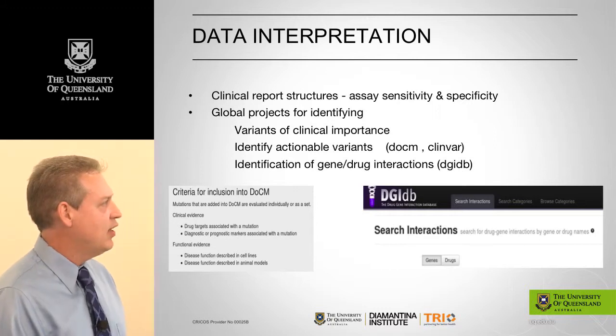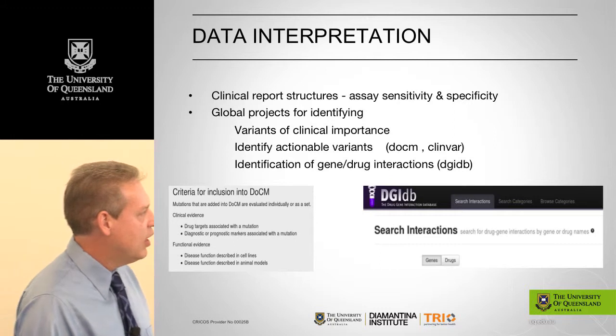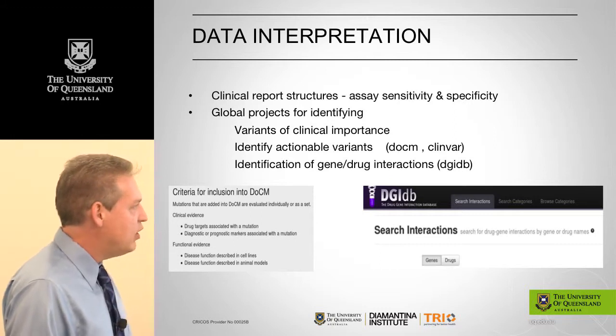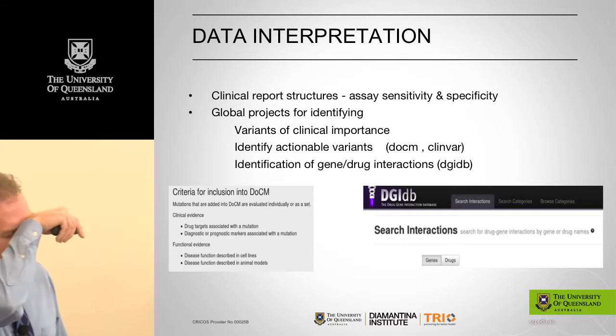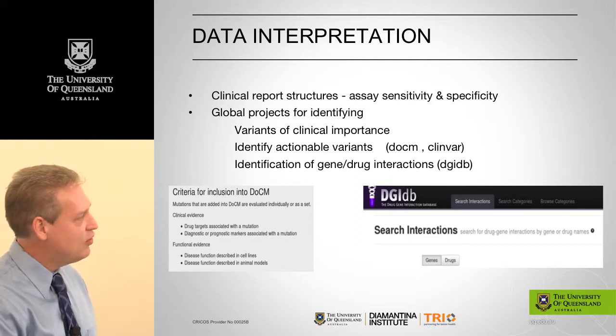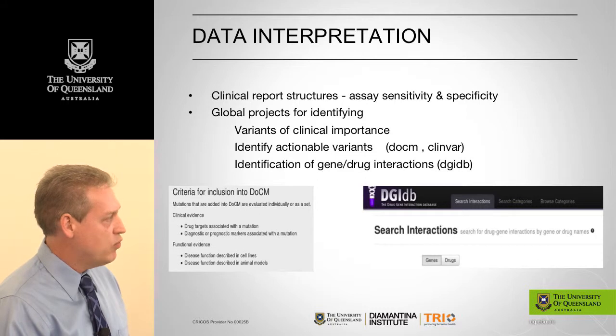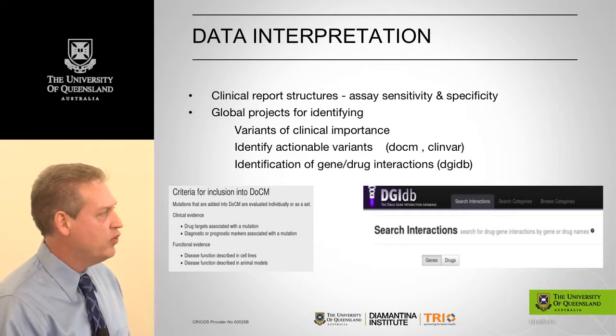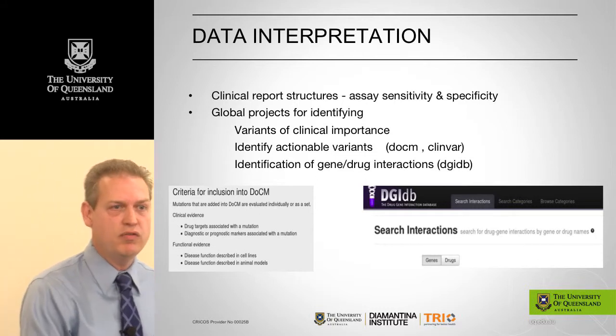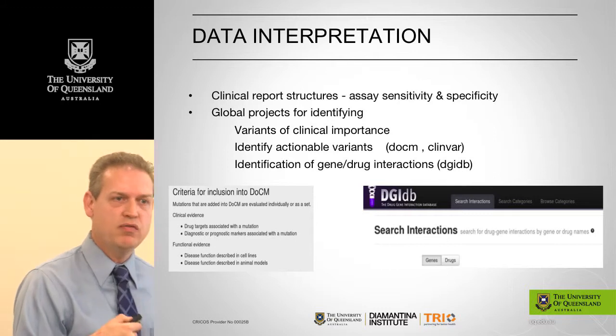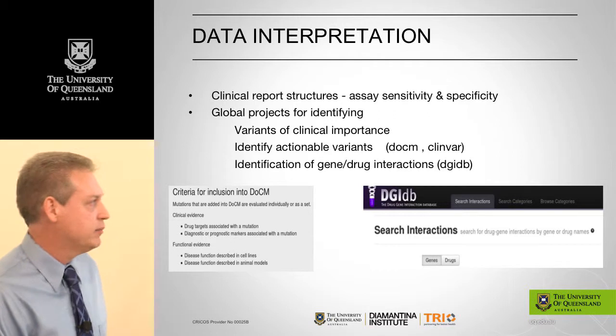So there's this particular database here called the Database of Consensus Mutations, which only reports variants which are druggable or are prognostic markers for disease, because we're not just looking for things that might be druggable, we're looking for markers which might tell you this patient needs a more aggressive form of chemotherapy.